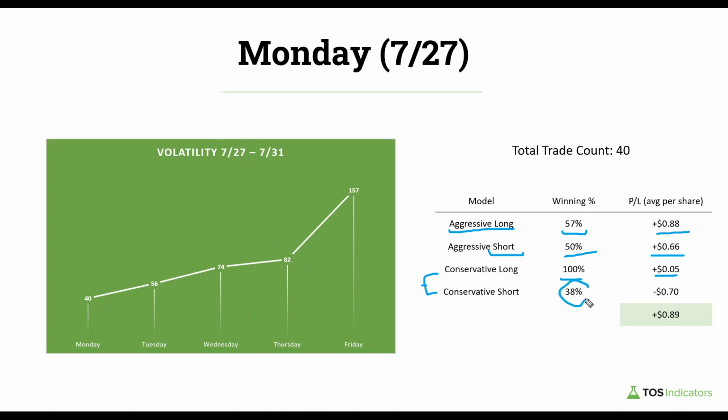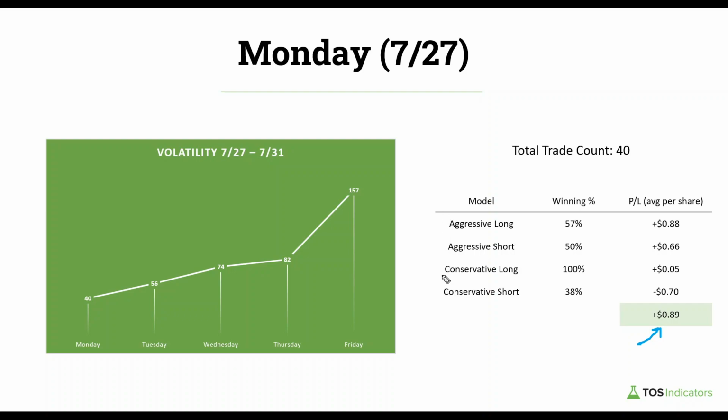That was only 38% with a net loss of negative 70 cents per share, and our total was 89 cents per share. So whenever we see this number being above 0, that lets us know that we ended the day positive, at least using the models. And that's really how to read this. Above 0 is good, below 0 is bad, means you ended the day negative.